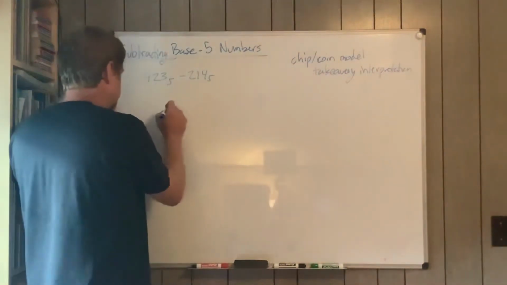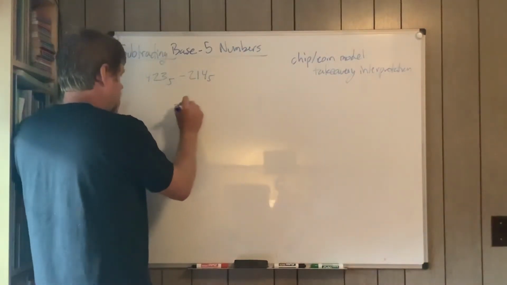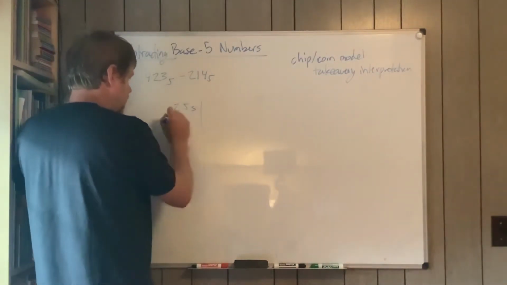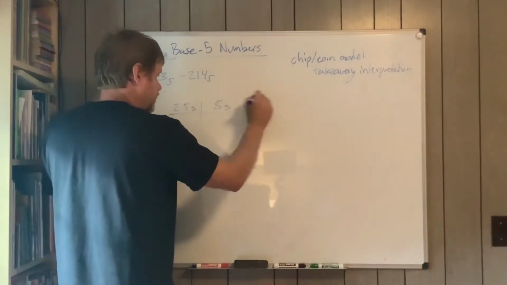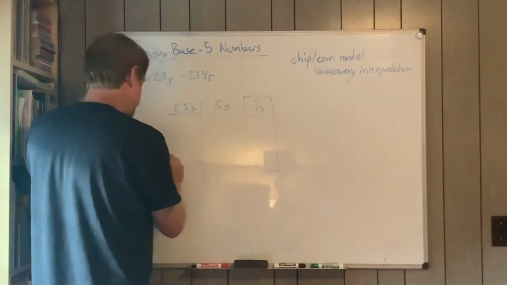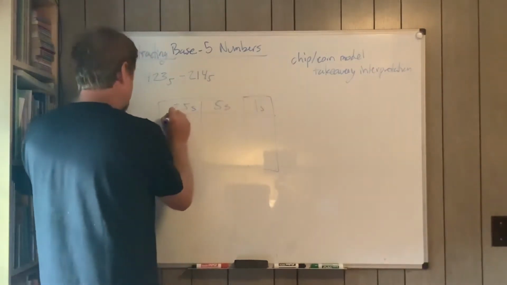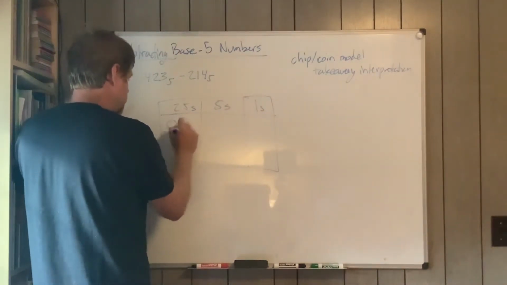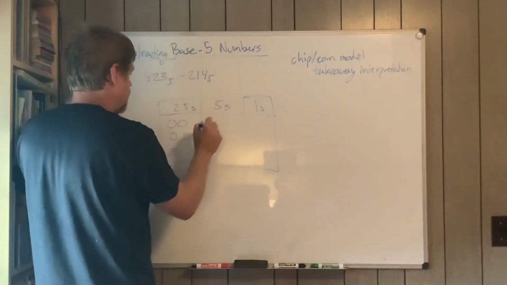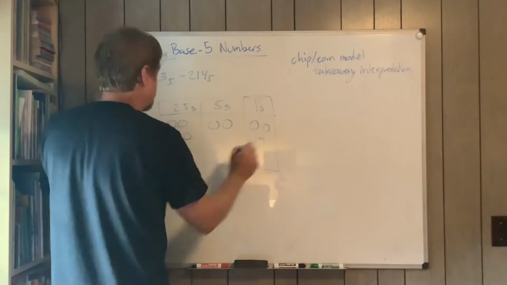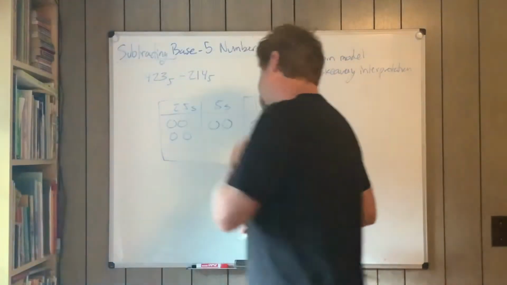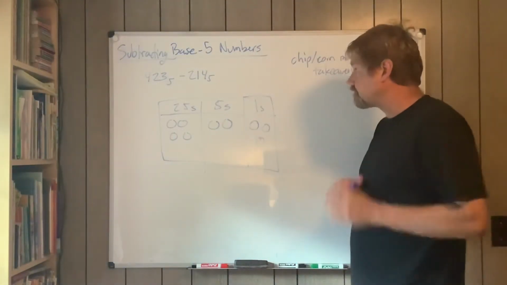So I'm going to do this. So remember, for base 5, I get 25s, 5s, and 1s. So I've got pennies, nickels, and quarters. Like this. So 1, 2, 3, 4. 1, 2, 1, 2, 3. Okay.